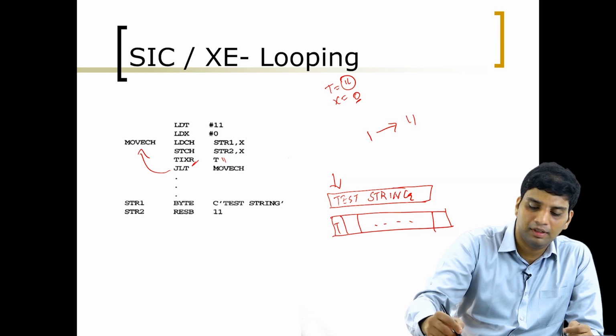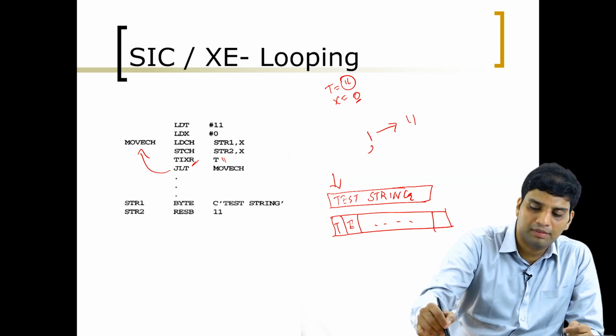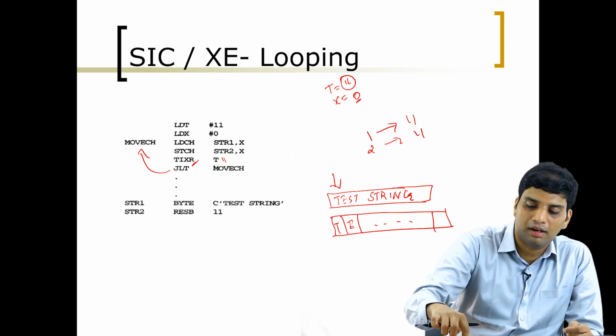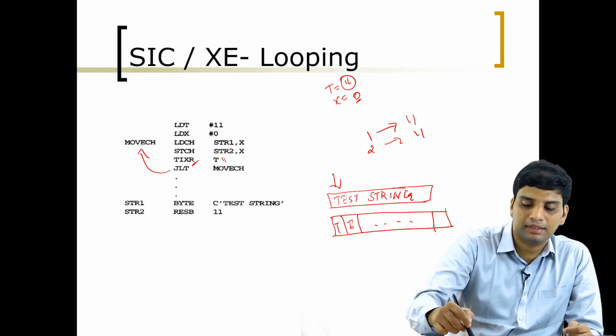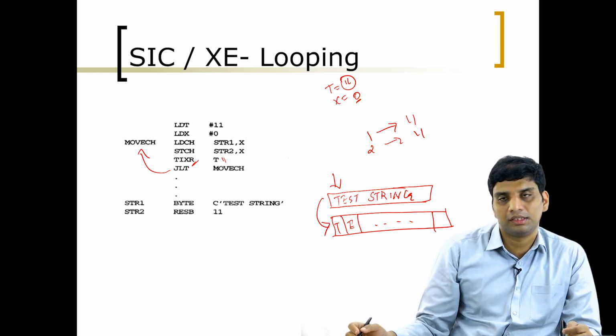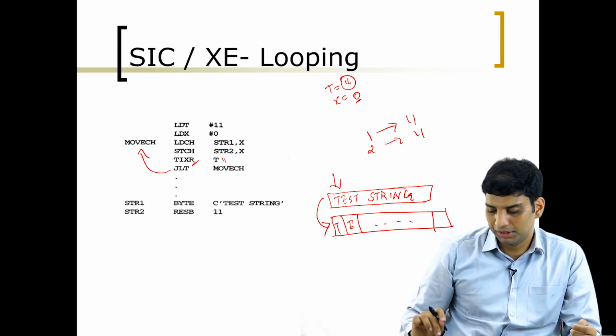Then the second value, E, will come. Again 2 will be compared with 11. Similarly, when all the values are over, my test string will be transferred from string 1 to string 2. This is how this operation takes place.